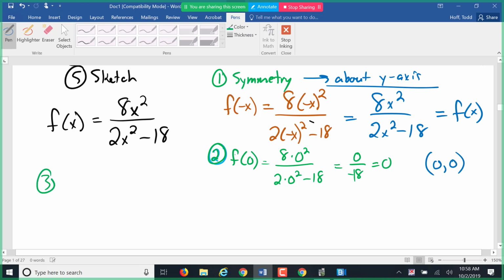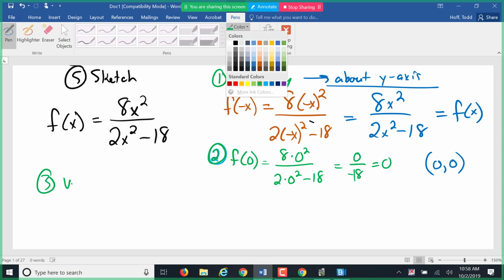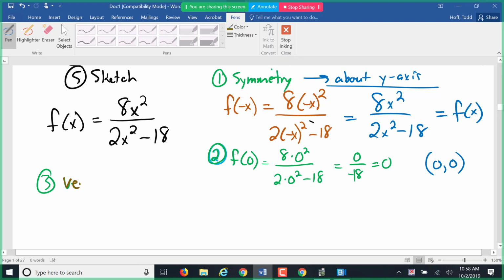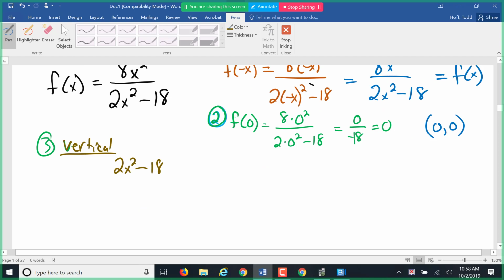Step 3, we are going to find our asymptotes. So let's find our vertical ones first. Vertical asymptotes are where the denominator equals 0. So we're going to solve that 2x squared minus 18 equals 0.